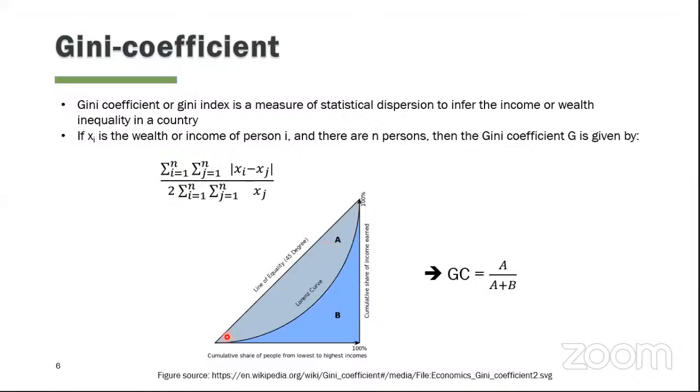Here is the line of equality. After arranging the income of persons in ascending order, as we add on people, the cumulative income must also increase along this line. There is equal income, and we have our Gini coefficient to be 0 there. Defining this Gini coefficient in these terms, it's nothing but A divided by A plus B, the area of A divided by the area of A plus B.